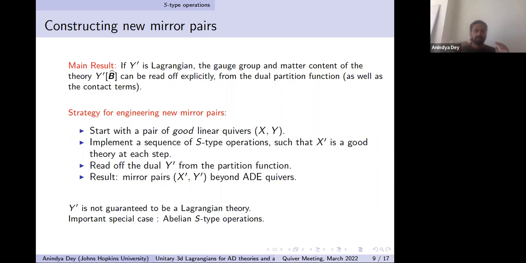Okay, so then let's just summarize what I just said. So you start with a pair of linear quivers, X and Y. You can implement a sequence of S-type operations, which in our case will be abelian S-type operations, ensuring that X prime is good, it remains a good theory at every step. And then you can read off the dual Y prime from the partition function. And as a result, you started with a pair of theories X and Y. What you end up with is another pair X prime, Y prime. Okay.